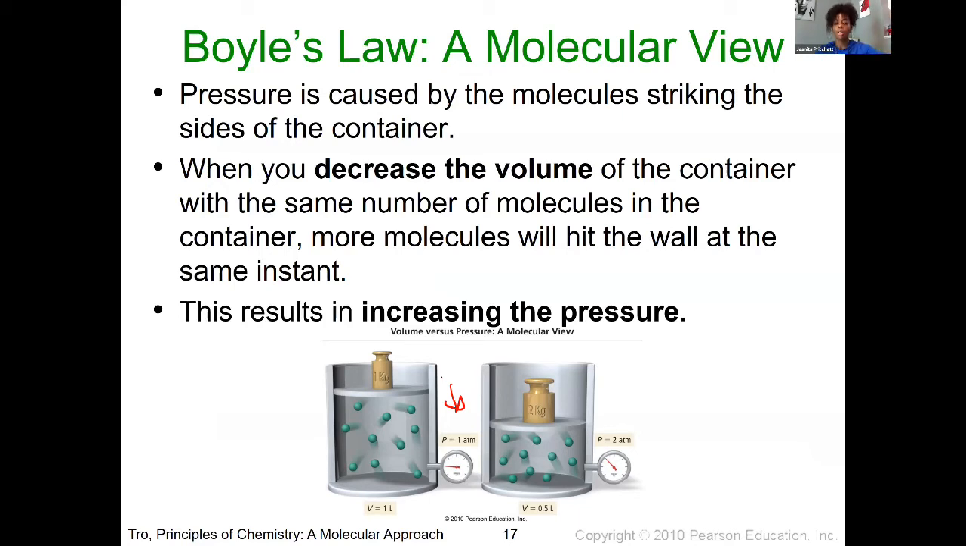Well, now those molecules that are in there can bounce off the surface a lot more. The surface area has been reduced. And so as a result, the pressure that's being generated goes up. How much does it go up? By twofold. So you can see that increase. As I halved the volume, my pressure was doubled.